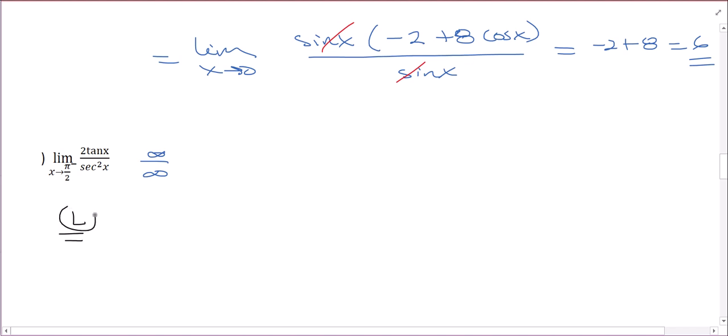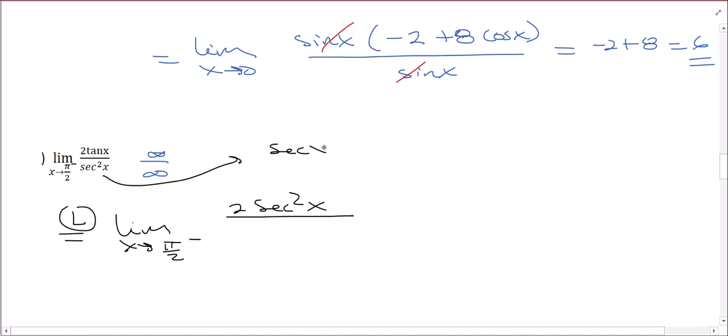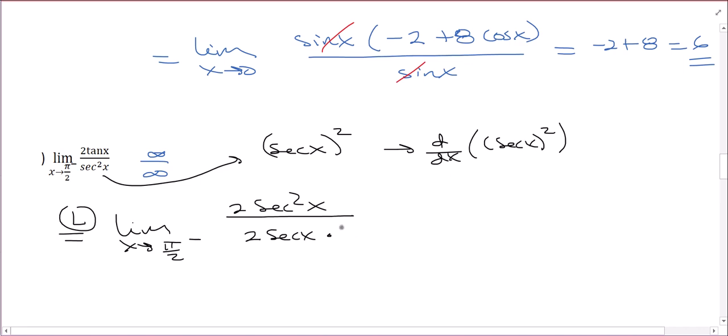So I'm going to say the limit as x goes to pi over 2 from the left of the derivative of tangent is secant squared. And then here the derivative of secant squared. Right? Secant squared is really secant x quantity squared. So when I take the derivative of that, don't forget about the chain rule. So bring the 2 down, so it's 2 secant x times the derivative of secant x, which is secant x tangent x.